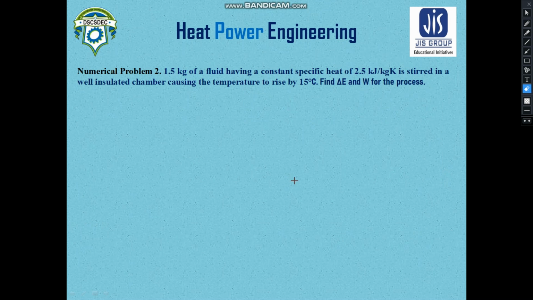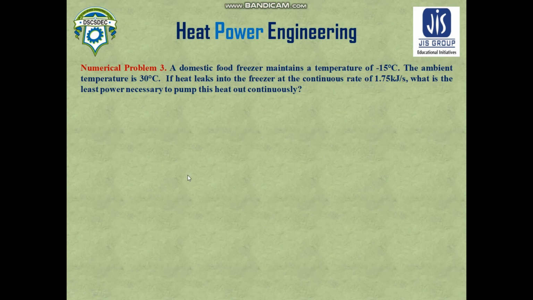Okay, so with this, let us move on to the third problem, where we can see the second law of thermodynamics applied. Just read out the problem here. A domestic food freezer maintains a temperature of minus 15 degrees Celsius. The ambient temperature is 30 degrees Celsius. If heat leaks into the freezer at the continuous rate of 1.75 kilojoule per second, what is the least power necessary to pump this heat out continuously?